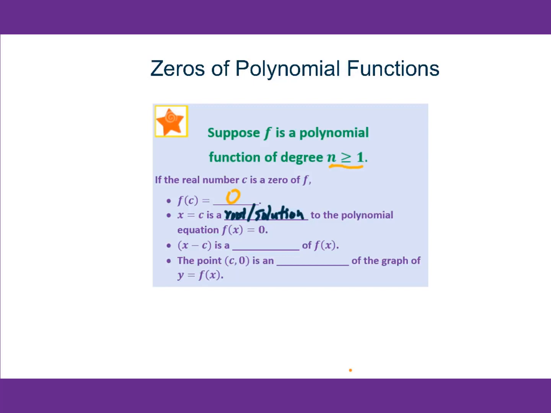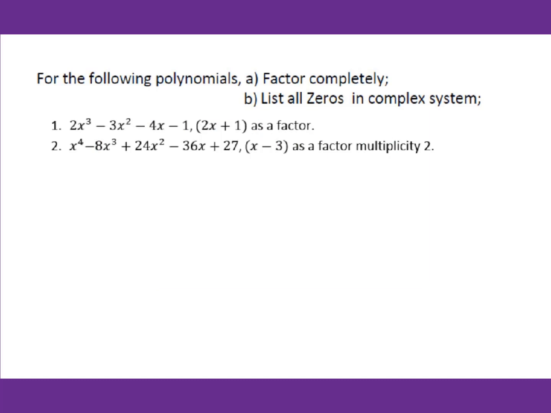x minus c is a factor of f of x. The point (c, 0) is an x-intercept of the graph of y equals f of x. For the following polynomials, factor completely. List all zeros in the complex system.